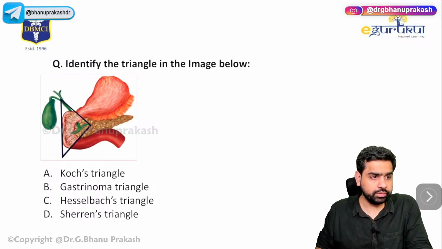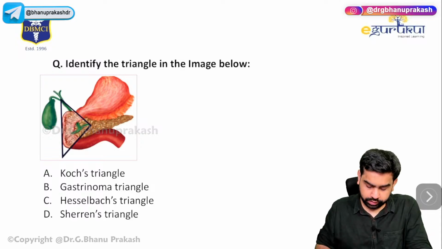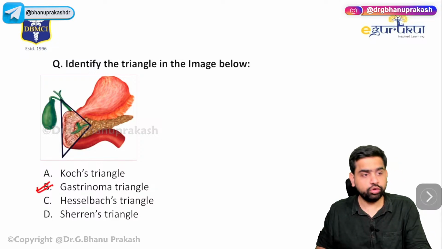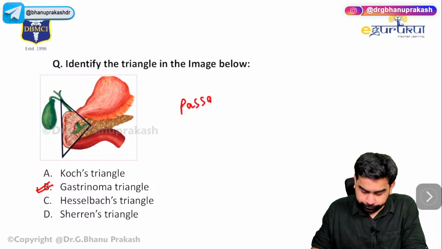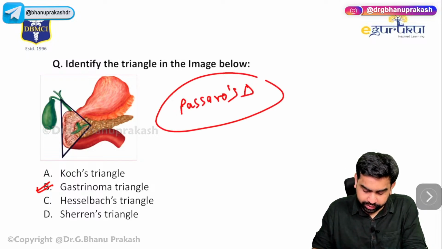Yeah, what is the answer over here? Anybody? Can you please help me with this? So yeah, guys, the answer over here is definitely Gastrinoma triangle. It is also called Passaro's triangle. Okay, so what is this? Passaro's triangle or a Gastrinoma triangle.